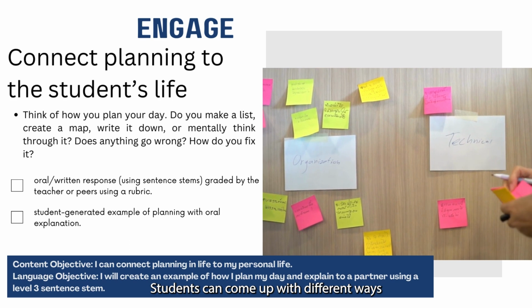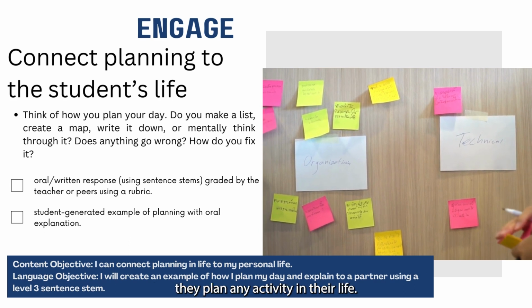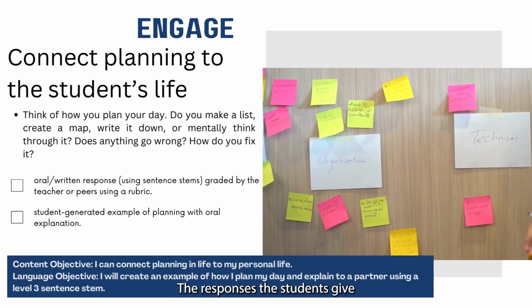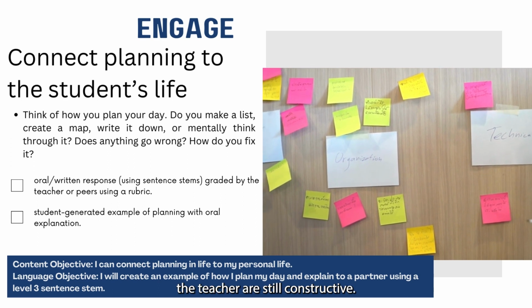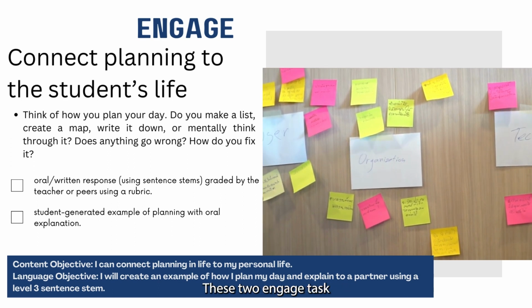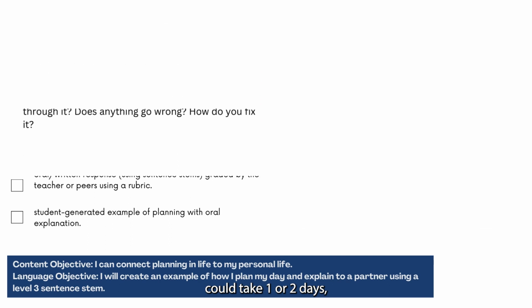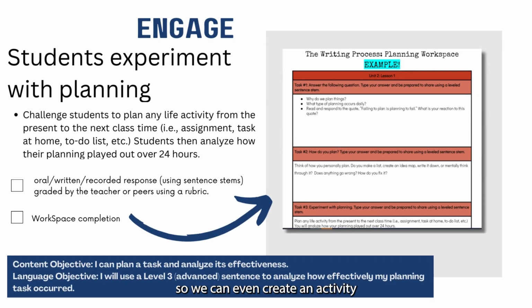Let's stay in the engage stage, but connect it to the student's life. Students can come up with different ways they plan any activity in their life. The responses the students give the teacher are still constructed. These two engage tasks could take one or two days. So we can even create an activity while still in this engagement phase. We could ask students to experiment with planning by challenging them to plan out a general life activity for 24 hours. They can capture this in a Google Doc or a workspace, not worksheet. I do provide this workspace in the description.